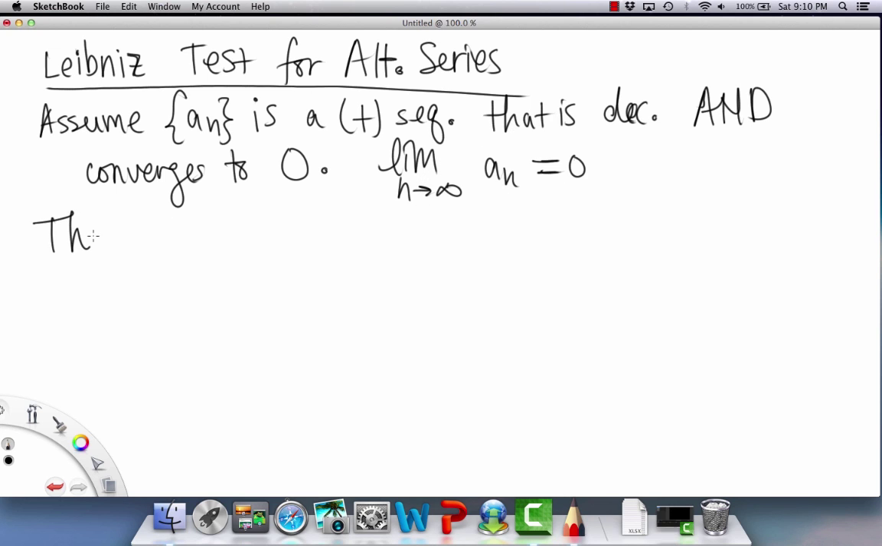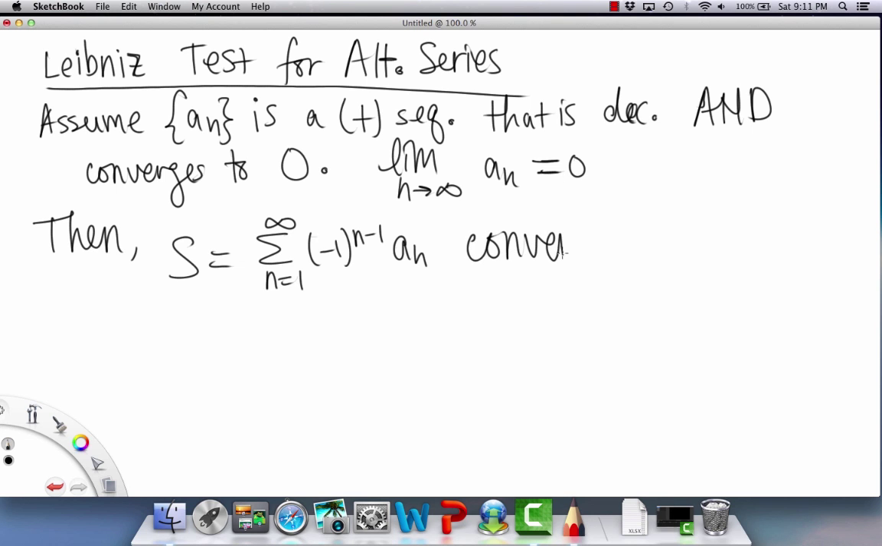Then, after we assume this, we could say that the infinite sum, as n goes from 1 to infinity, of (-1)^(n-1) a_n, so we recognize this as the form of an alternating series, right? Then this converges. Okay, so that's the main statement of it. That's basically just what it's saying.